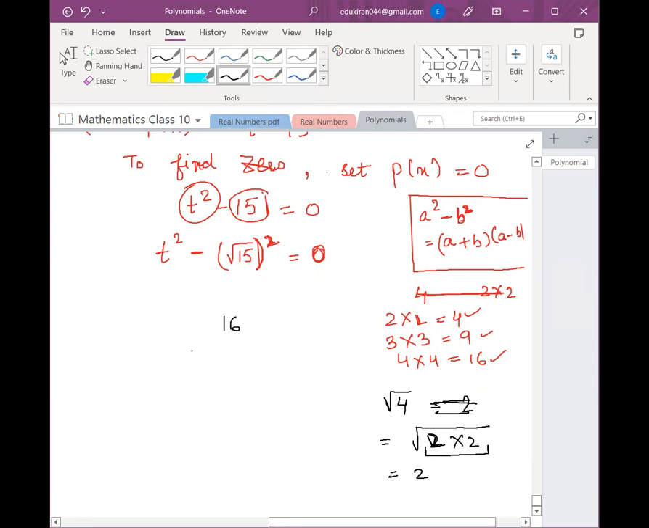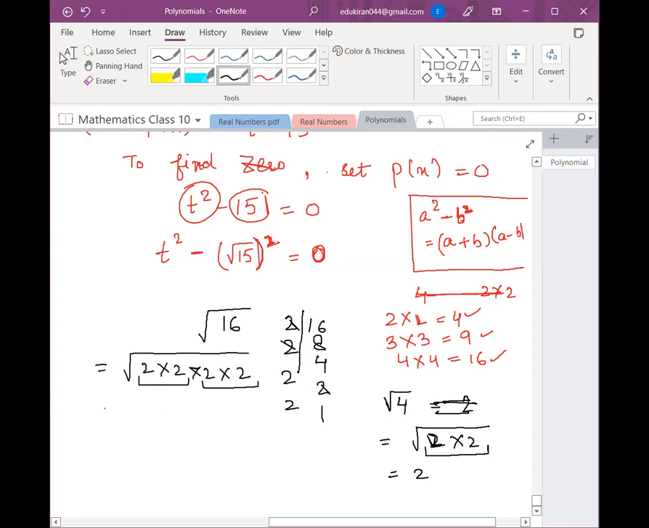Similarly, for example, 16. I want to find the square root of 16. So I'll do the prime factors of 16 first of all: 2 into 8, 2 into 4, 2 into 2, and 2 into 1. So I'll write my 16 like this: 2 into 2 into 2 into 2. Now I'm going to make pairs. From each pair, I'll take 1 outside, so the square root will vanish. From the first pair 2, and from the second pair 2. So I'll get 4, and I know 4 into 4 is 16. So this is called square root.